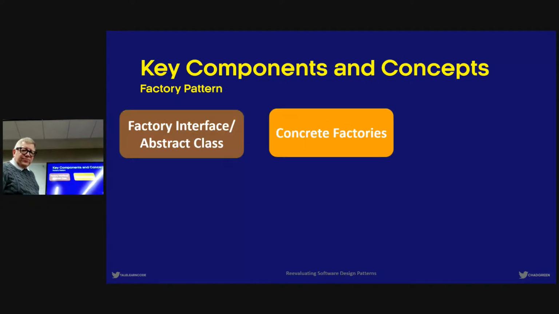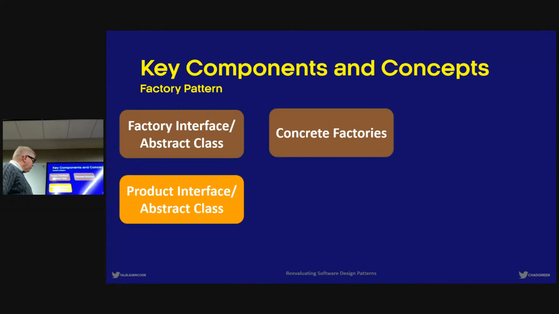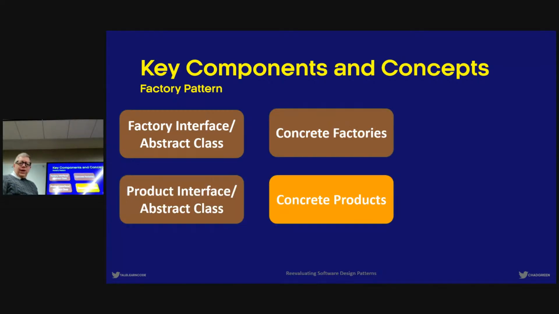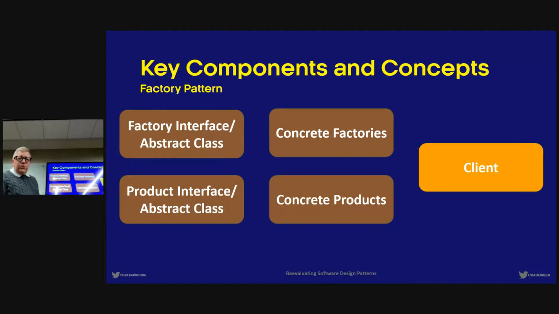So you've got that. You have your concrete factory, so the things implementing the interface or abstraction. And then you have your product interface or your abstract class, and then the concrete products. And then finally, you have your client, so the thing that is actually using this, right?